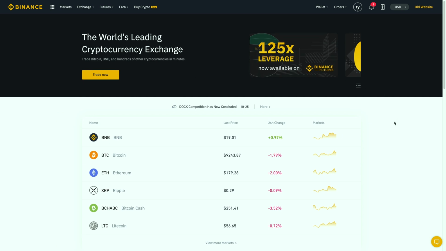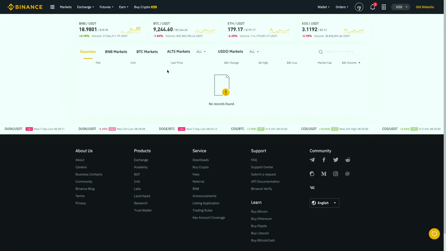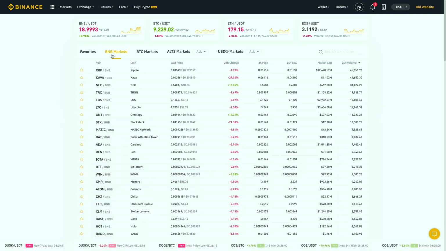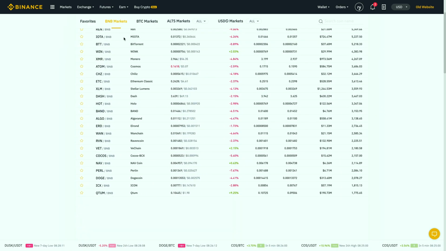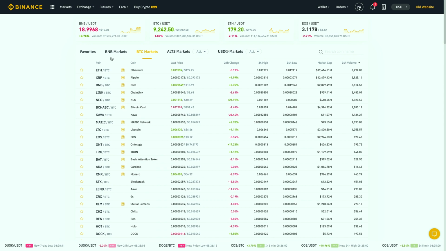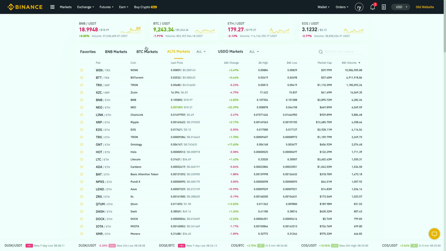So one thing about Binance that I like is if you go to the markets section, you'll see that they have a plethora of markets. So you can have your favorites. You can have BNB markets. BNB is their native coin, so you can trade against their coin. You can trade against Bitcoin. So if you have Bitcoin and you want to, for example, buy Ethereum or trade Ethereum for Bitcoin, then that's what you do. They also have altcoins. You could trade Ethereum against Neo or BNB or Ontology, for example.